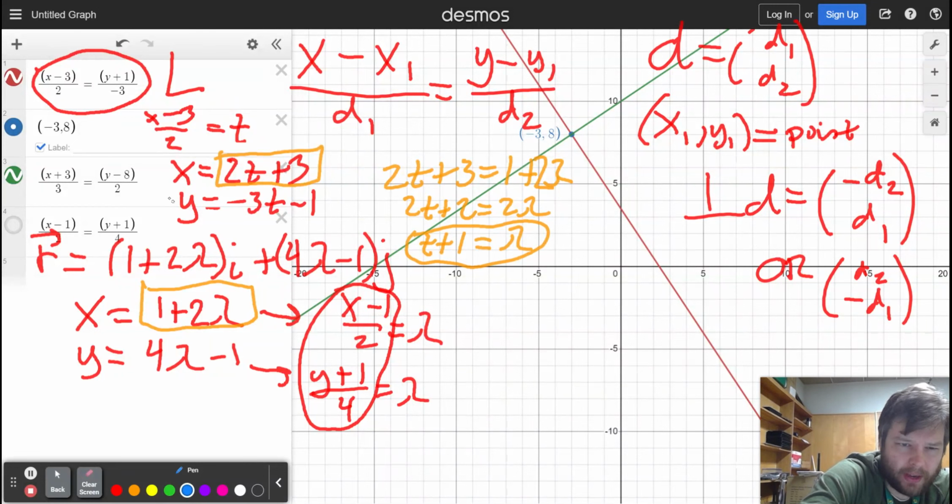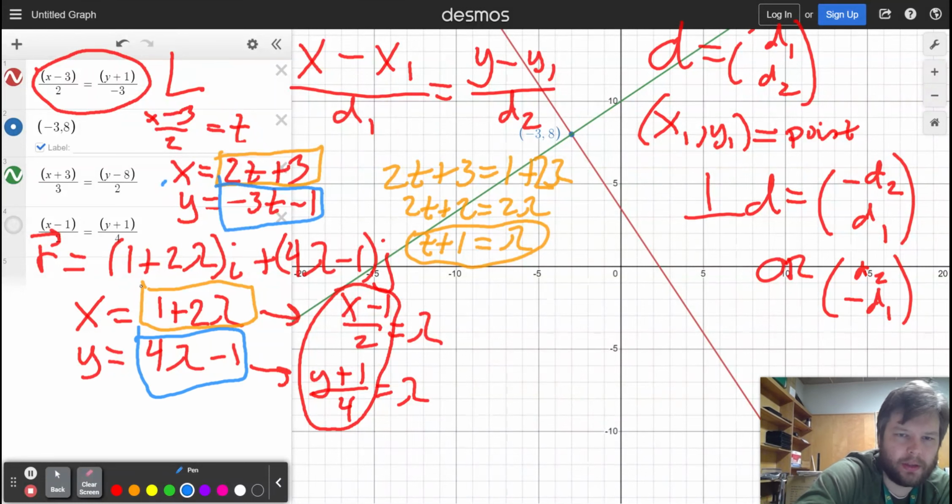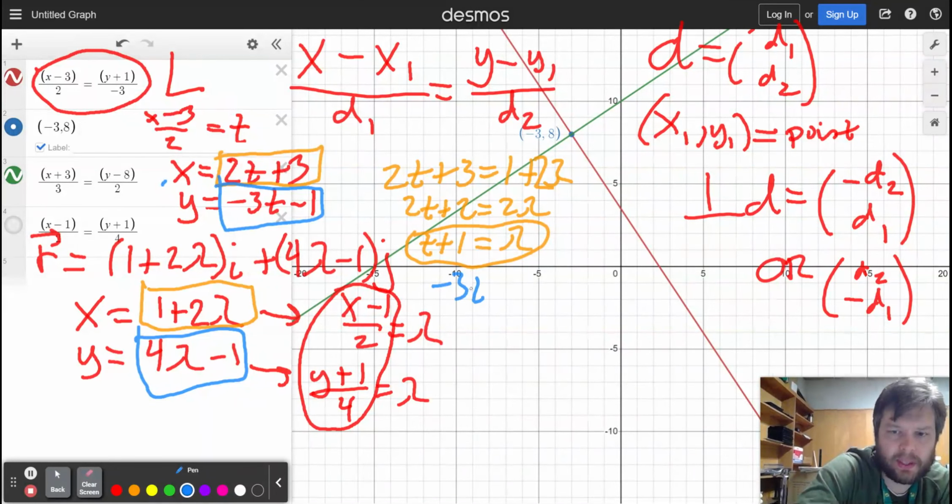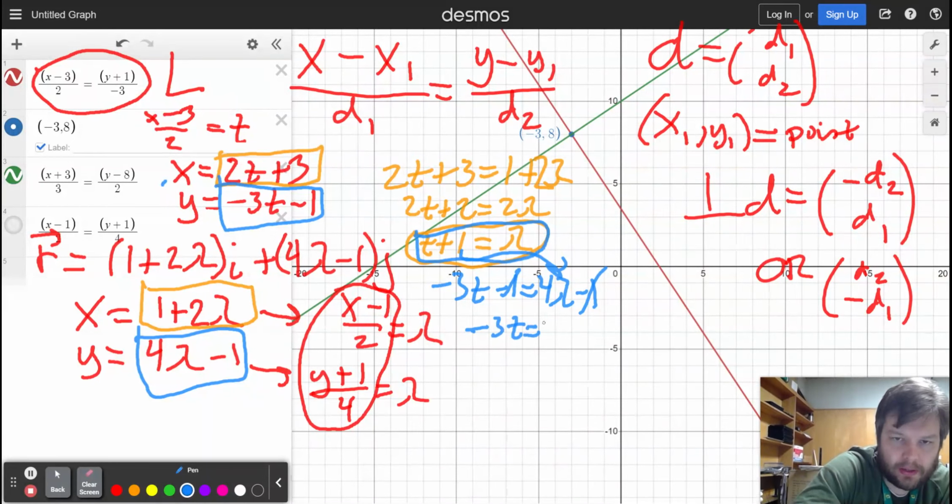Now I'm going to take the y values, take this version of the y value and make it equal to this version of the y value. So negative 3t minus 1 equals 4 lambda minus 1. I can get rid of the minus 1s, just add 1 to both sides. And then I know that lambda is t plus 1, so just slide that right in there. Let's see how this works. Negative 3t is 4t plus 4.